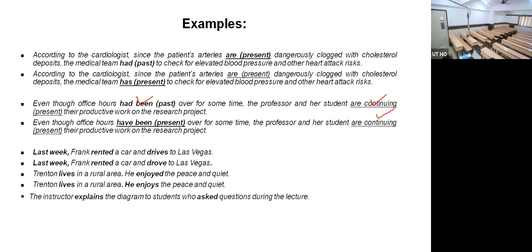Okay, the instructor explains the diagram to the students who asked questions during the lecture. So what is the sense of the sentence? It seems to be something that happened in the past, right? That would be a better form. We can do it both ways. We can keep it in the present tense or in the past tense. So we can say the instructor explains the diagram to the students who ask questions, right? That would also be correct.